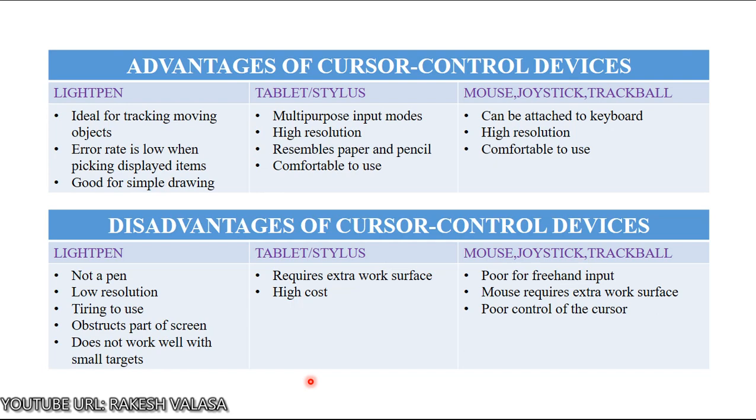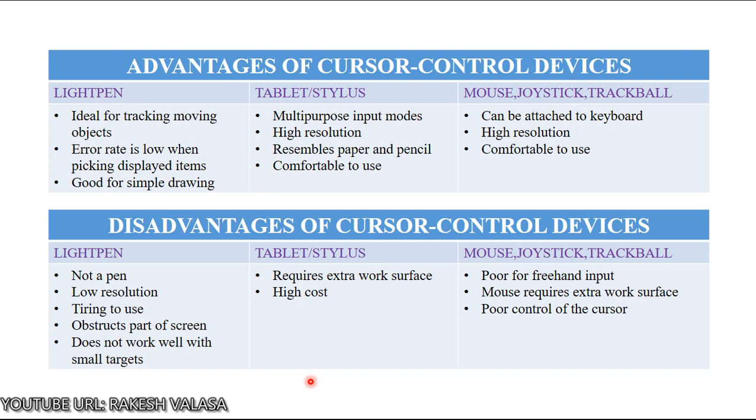Let us see the advantages and disadvantages of cursor control devices. First, see the advantages of light pen. Ideal for tracking moving objects. Error rate is low when picking displayed items. Good for simple drawing. Let us see the disadvantages of light pen. It is not a pen. Low resolution, tiring to use, abstracts part of screen, does not work well with small targets.